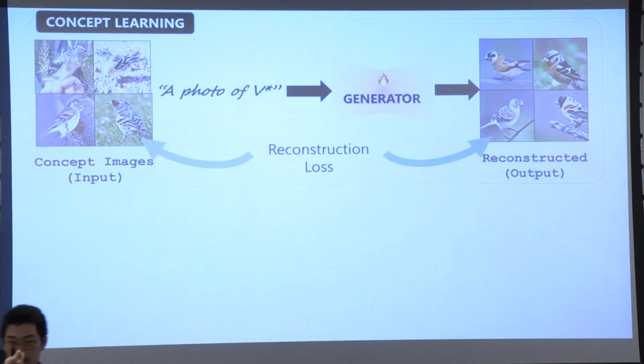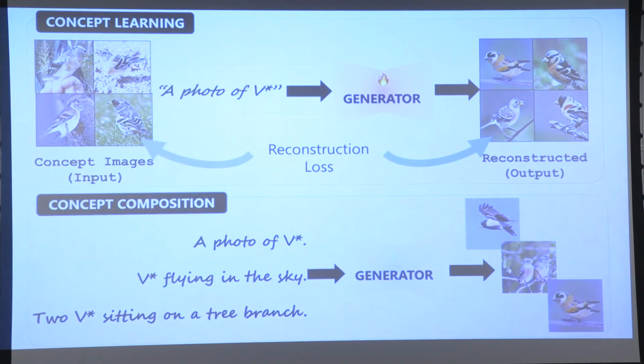However, what we can do is add on all the composed prompts as well. For example, if I say the system understands the concept of train, then the system should be able to also understand the train on the track, or train following another train, things like that. So what we essentially do is create a bunch of composed concepts, including a photo of V, this abstract concept, V flying in the sky, two V's sitting on a tree branch, etc.